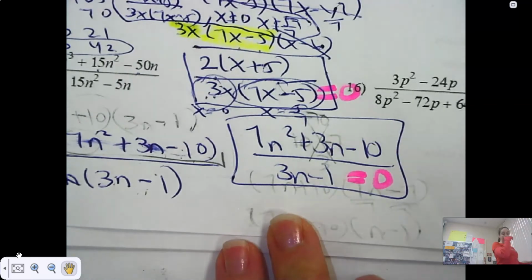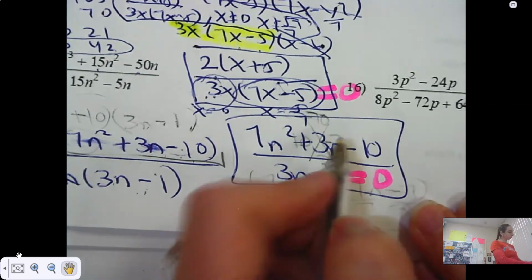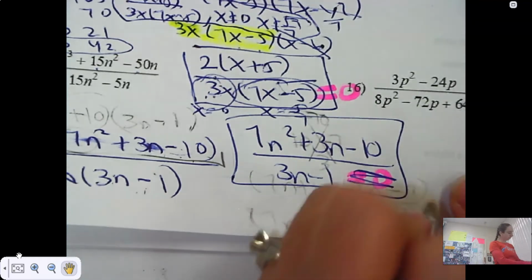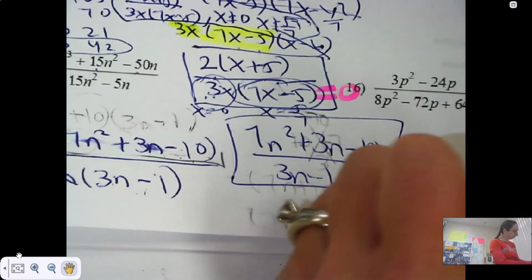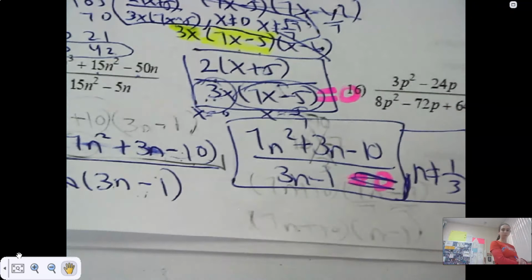Last one, number 15. I only have 1 issue. And I'm actually going to go like this. Do a comma. N cannot equal 1/3.